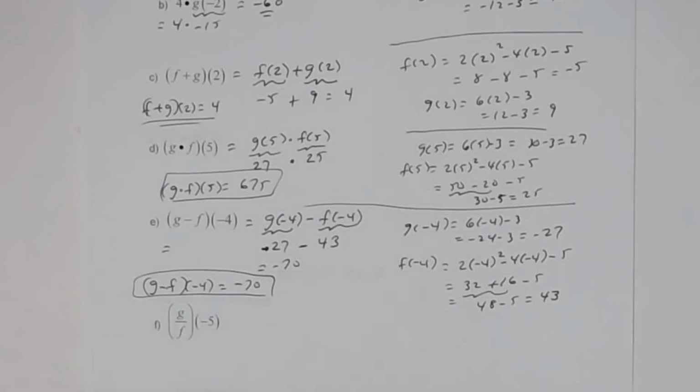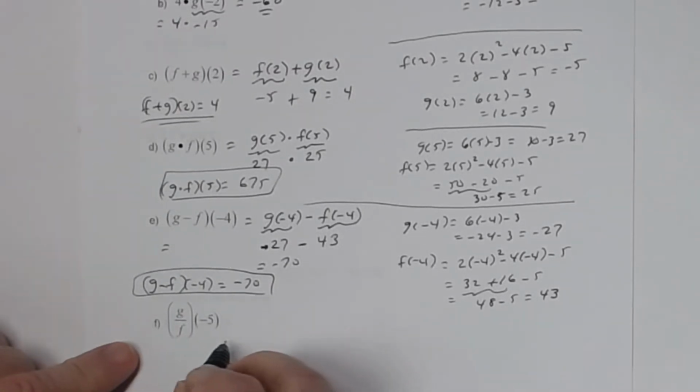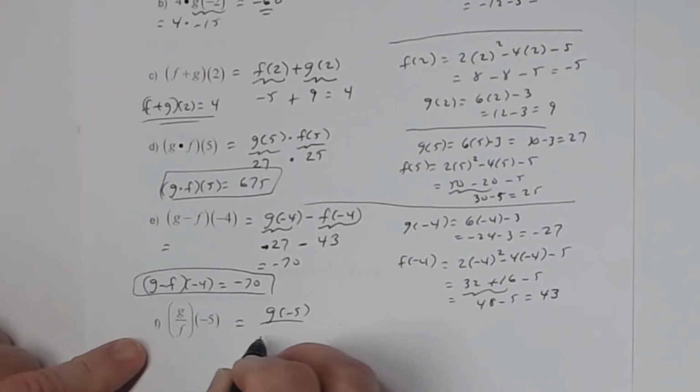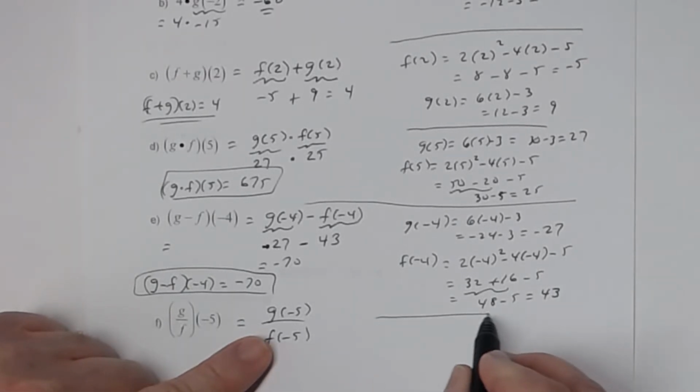Okay, and then we have the quotient here, the division. So g is in the numerator, so make sure you put g in the numerator. So that's g of negative 5 divided by f of negative 5. All right, so let's go ahead and figure out what g of negative 5 is.